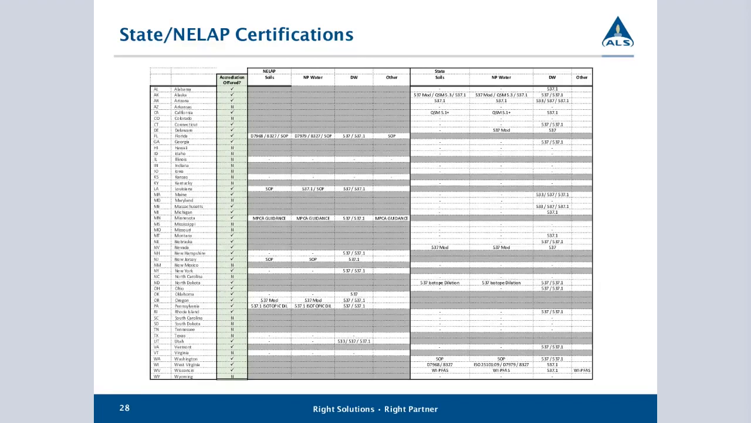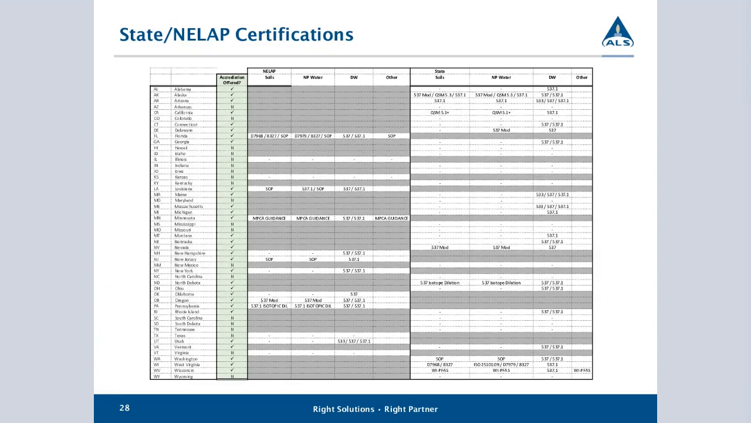What state are you in? Because you will have to find out if that state certifies for the methods that you want to use, or if they don't, then the methods they do certify for, or if there's no certification at all. Maybe they're a NELAP state, maybe they have a specific state certification. Looking at Montana, they only certify for drinking water. So if you're doing groundwater, surface water, soil, there's no certification for that.